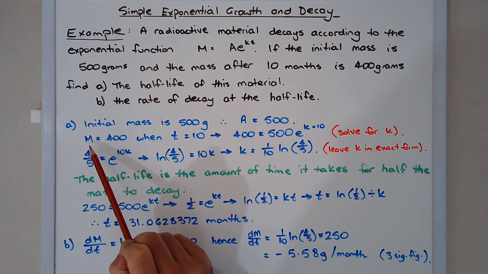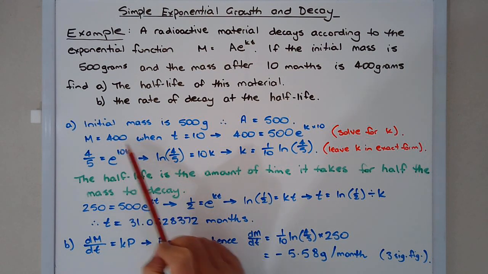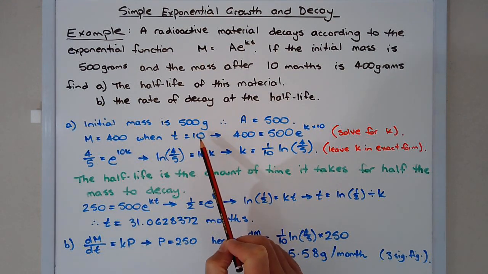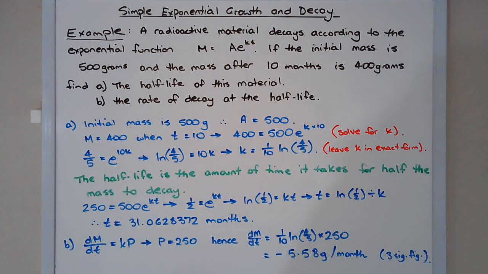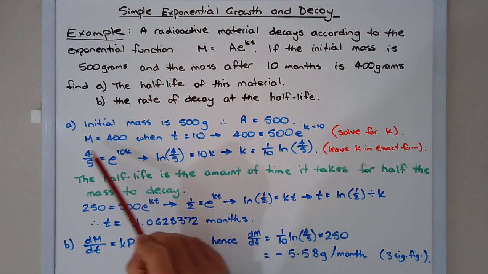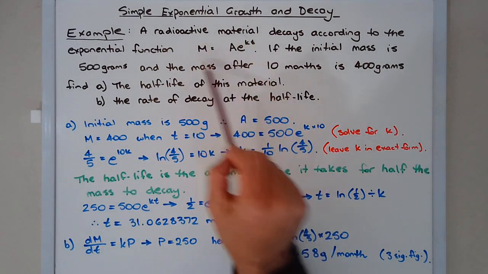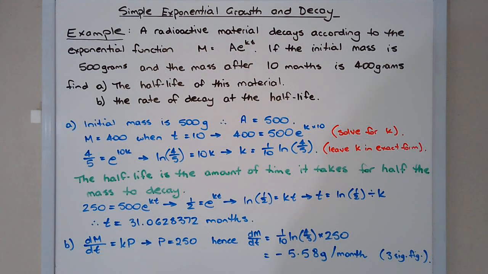Now we also know that the mass, m, is 400 grams when t equals 10. So at the 10-month mark, the mass of this material is 400 grams. So substituting m equals 400 and t equals 10 into the exponential function and solving for k. If we divide both sides by 500, we have 4 over 5 equals e to the power of 10k. Taking the natural log of both sides, so that's log to the base e, we have ln 4 over 5 is equal to 10k.